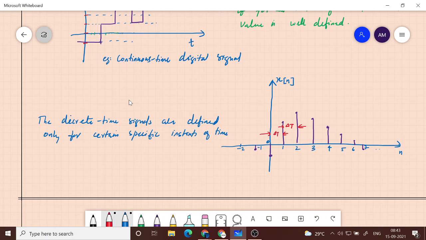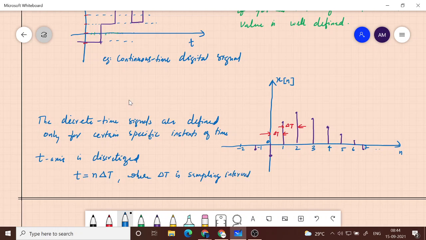So the relation between the discrete time and the continuous time signal is that the t axis is discretized. How is it related with this index? Basically t is given as n times delta t, where delta t is the sampling interval.